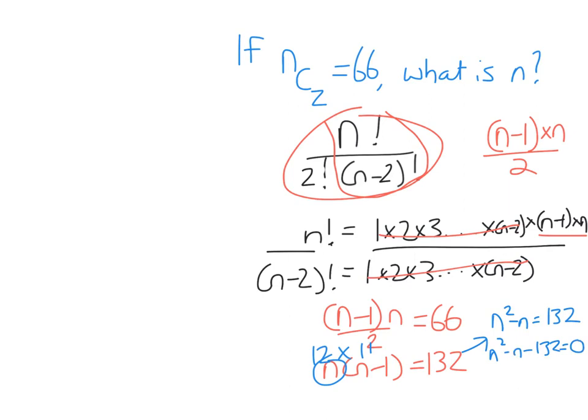Because n has to be positive, then n would be 12. If I use the quadratic formula, I'd get 2 solutions. I'd get 12 and negative 11, but I only include the positive solution because n has to be positive. It's a number of something.